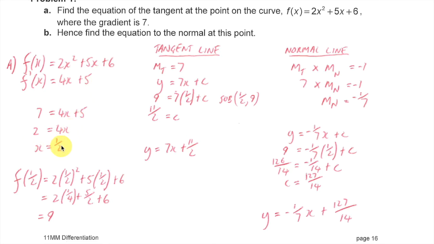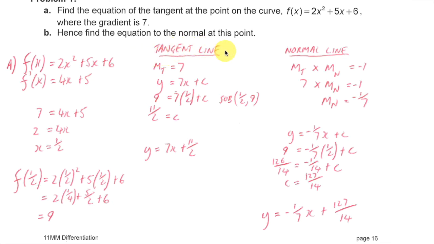To establish what that y value is, I substitute 1/2 into the original rule f of x. So you can see I've subbed that in, and I get 9. So on this curve here, at the position 1/2, 9, we know that the gradient of that curve is exactly equal to 7. A tangent line. So we need to produce the tangent line.